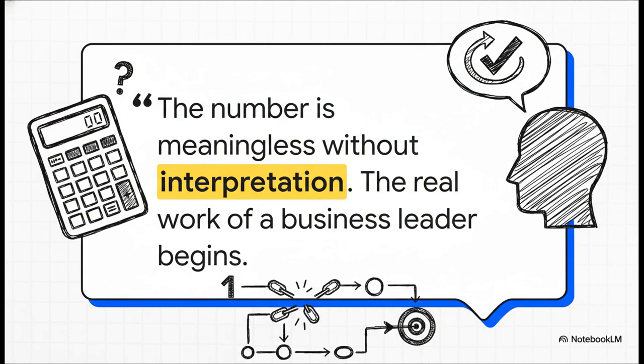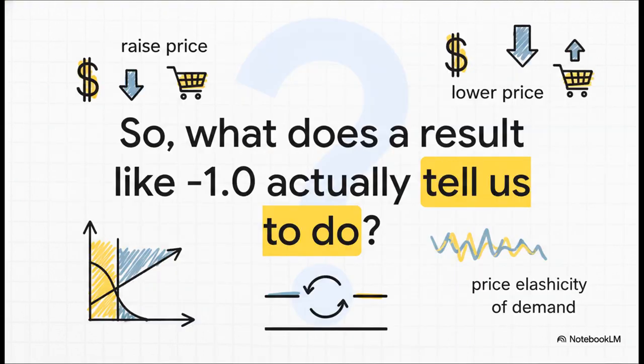And this brings me to maybe the most important point of the entire lecture. It is so important to remember this. The calculation is just an input. Any software can crunch numbers. The real work, the work of a strategist, of a leader, begins with interpreting that number and turning it into a smart business decision. So that's the pivotal question, right? We've done the math. We know our elasticity is negative 1.0. We understand what unit elastic means. But what do we do now? Should we raise the price, lower it, or just keep it the same? The number itself doesn't just hand us the answer.